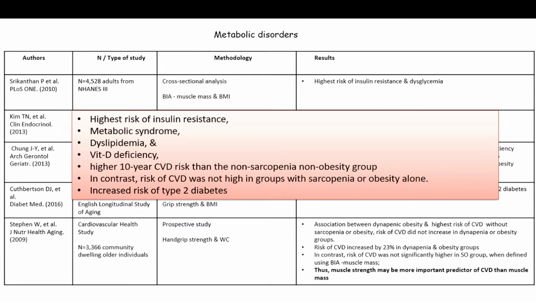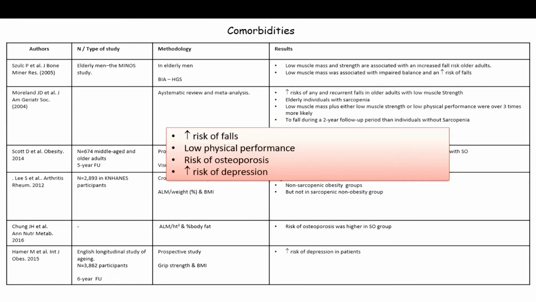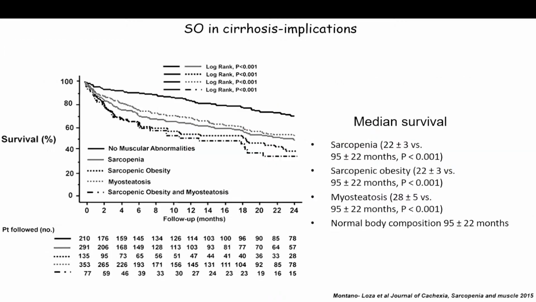Then, as far as metabolic disorders are concerned, the highest risk of insulin resistance, metabolic syndrome, dyslipidemia, and vitamin D deficiency has been seen, and a higher 10-year CVD risk than the non-sarcopenic, non-obese group. In contrast, the risk of CVD was not high in the group with sarcopenia or obesity alone, and there is an increased risk of type 2 diabetes. Comorbidities are also more.